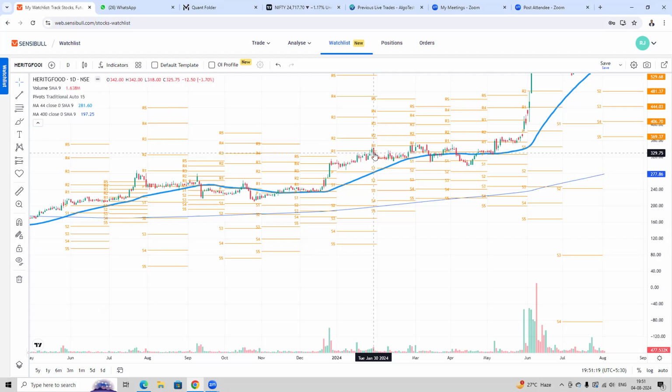That's why, whatever calls I gave, it's a proper exit. Exit is an exit. Don't worry about whether the stock is moving higher and higher. That is not left to us. We will enter again here only. Here is our entry. Whenever I see a green candle above the 44 days moving average, the trend should be positive.